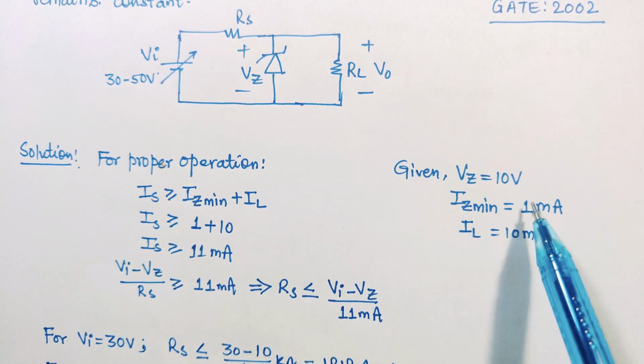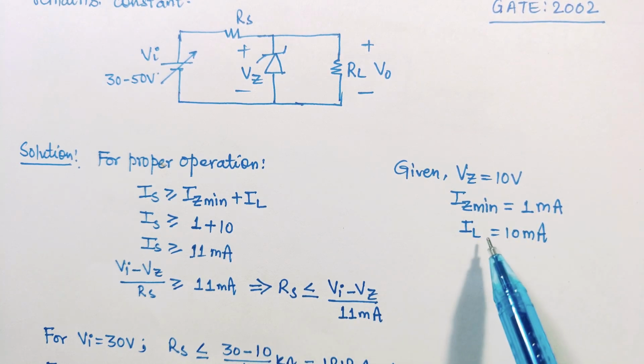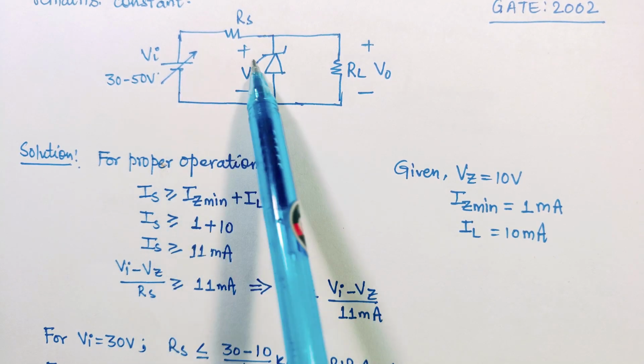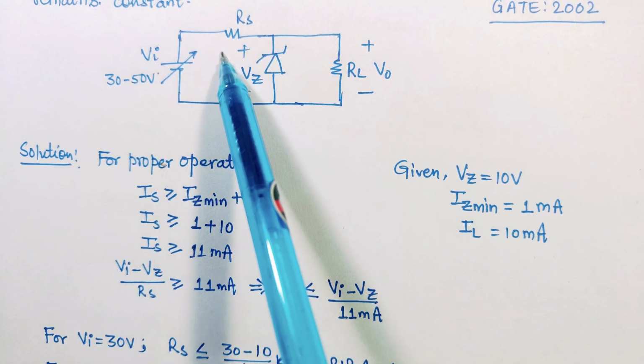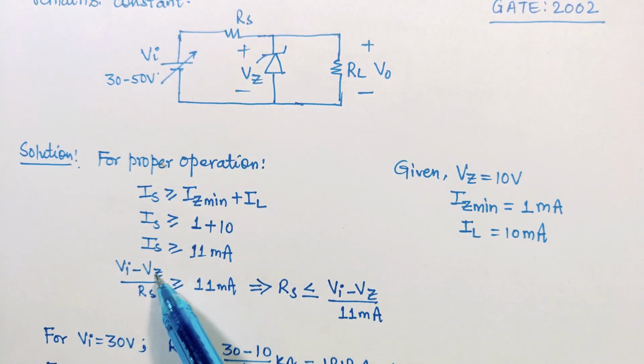Here it is given in the question Vz is equal to 10 volt, Iz minimum is equal to 1 milliampere, and IL is equal to 10 milliampere. We put these values here, then we find Is should be greater than or equal to 11 milliampere. Is value from this circuit can be written as Vi minus Vz whole upon Rs. The Is current is flowing through this resistance Rs, so it will be equal to Vi minus Vz by Rs. It should be greater than or equal to 11 milliampere. So from here we find Rs should be less than or equal to Vi minus Vz upon 11 milliampere.